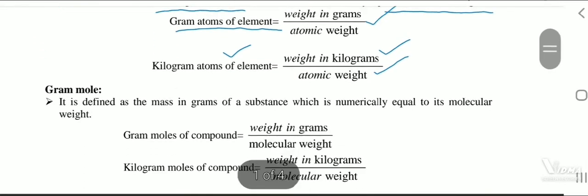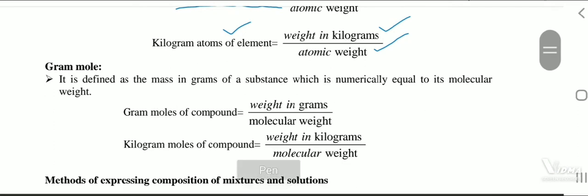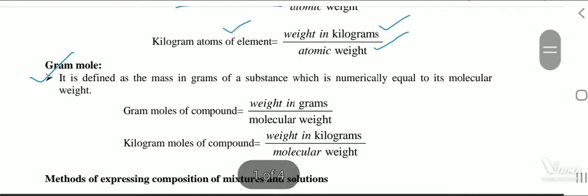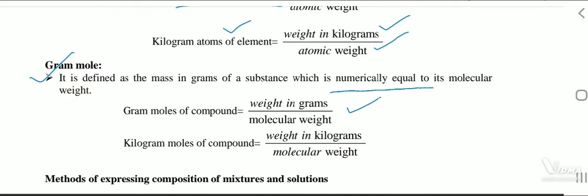Now let's come to the next definition, that is gram mole. It is defined as the mass in gram of the substance which is numerically equal to the molecular weight. Gram mole of the compound is equal to weight in gram divided by molecular weight, and kilogram mole of the compound is equal to weight in kilogram divided by molecular weight.